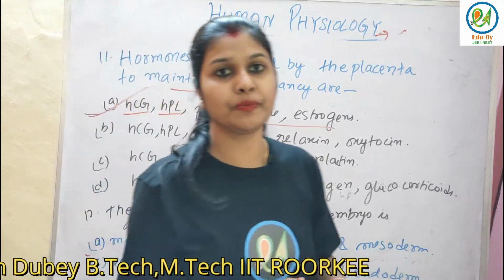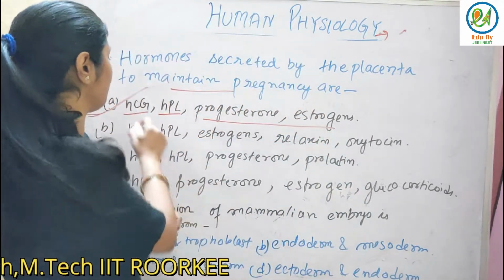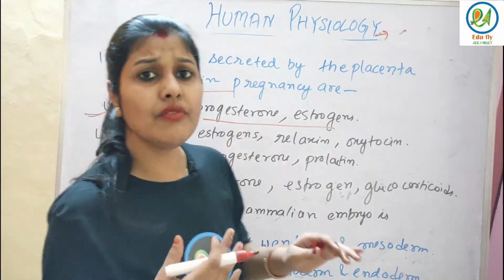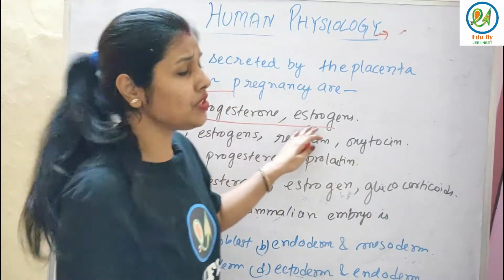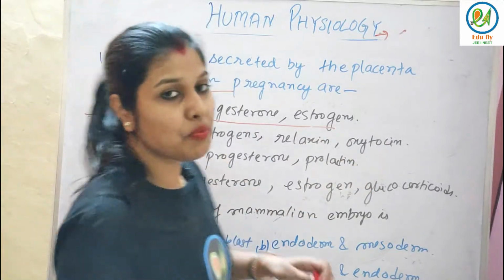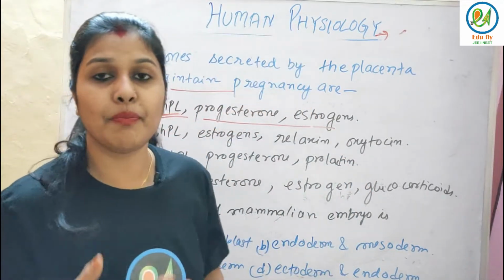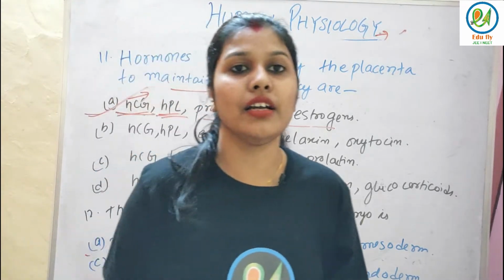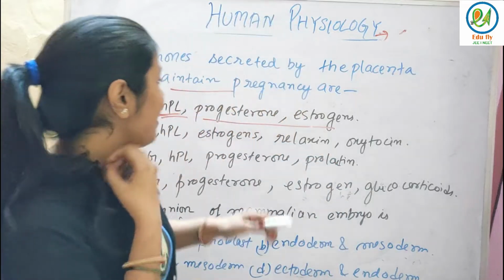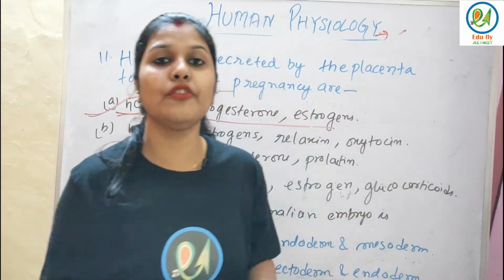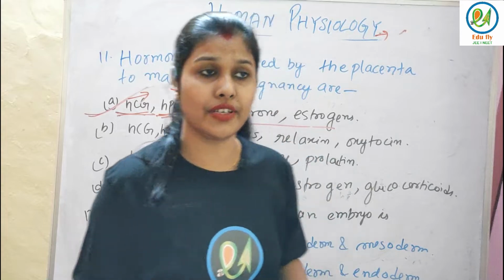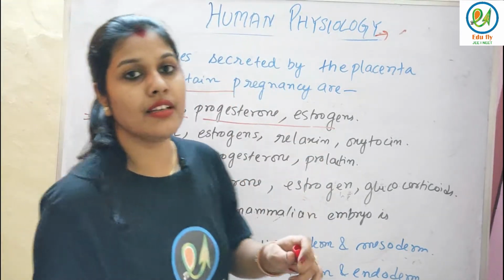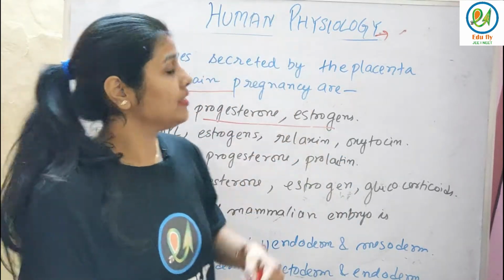HCG is nothing but human chorionic gonadotropin. HPL, human placental lactogen, is secreted to help in the formation of mammary glands. HCG will stimulate progesterone secretion to maintain the pregnancy till the end, and HPL helps in the formation of mammary glands. Progesterone and estrogen support the fetal growth and maintain the uterine contractions. So these 4 are the important hormones that are secreted by the placenta.